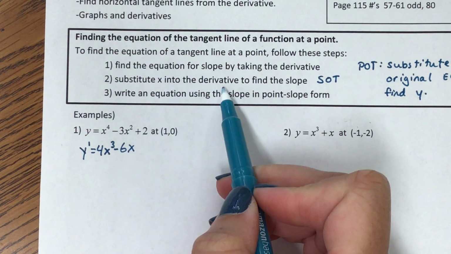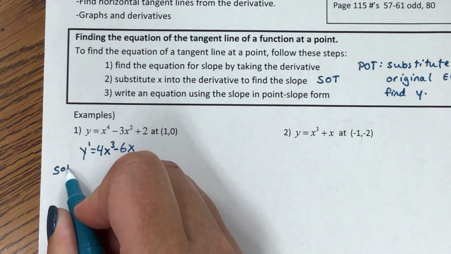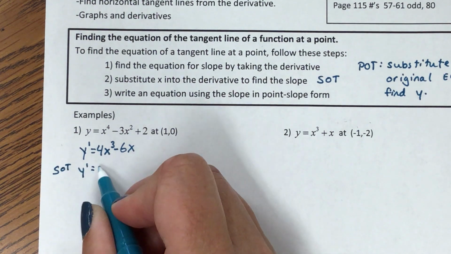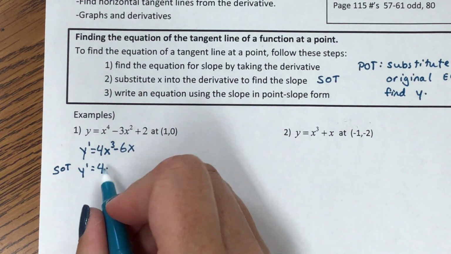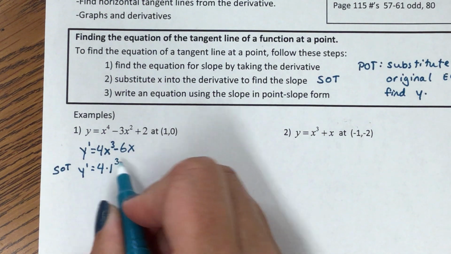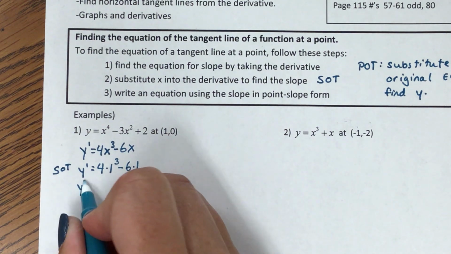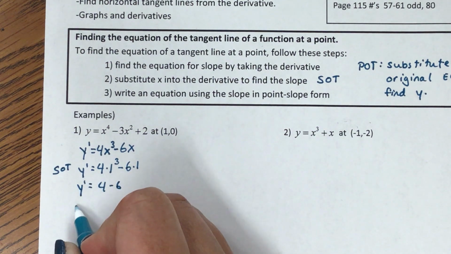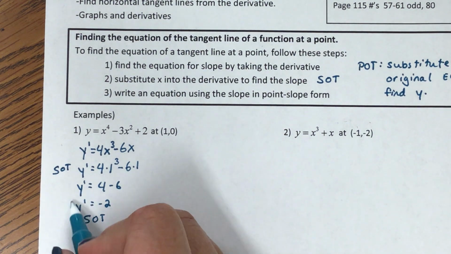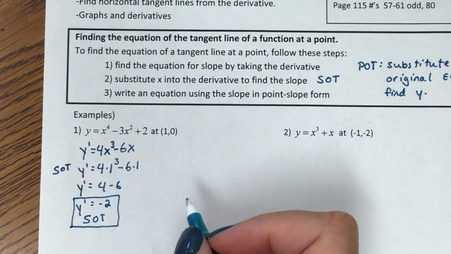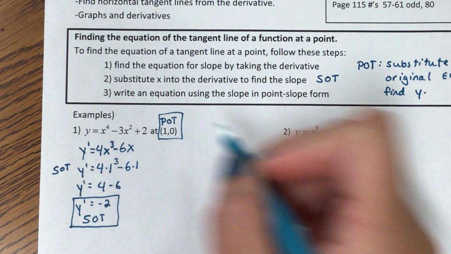Step 2, substitute x into the derivative to find the slope. That finds SOT, slope of tangent, SOT. So we're going to get y prime equals 4 times x cubed. So x is 1. If x is a negative number, we would use parentheses. It's not, so we get to be a little bit lazy there. Minus 6 times x is 1 again. So y prime is 4 minus 6, which means y prime is negative 2. So the slope of your tangent line is negative 2. That's like m. Okay, then your point of tangency was already given to you. It is (1, 0).